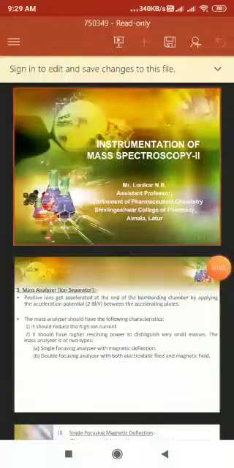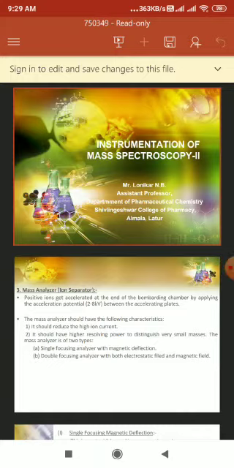Now we have seen the second part of instrumentation of mass spectroscopy. In the earlier first part, we saw two components of instrumentation of mass spectroscopy. In this second part, we have seen the remaining basic components of instrumentation of mass spectroscopy.